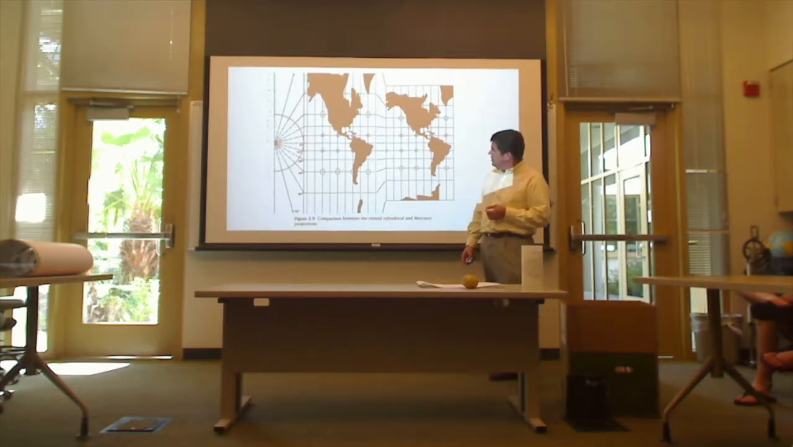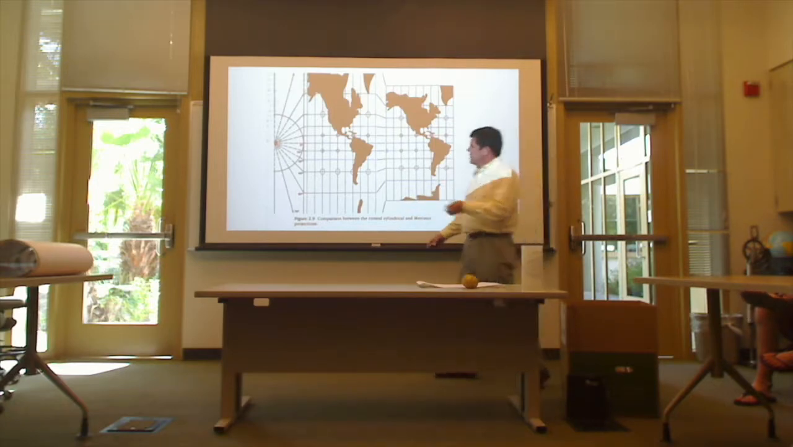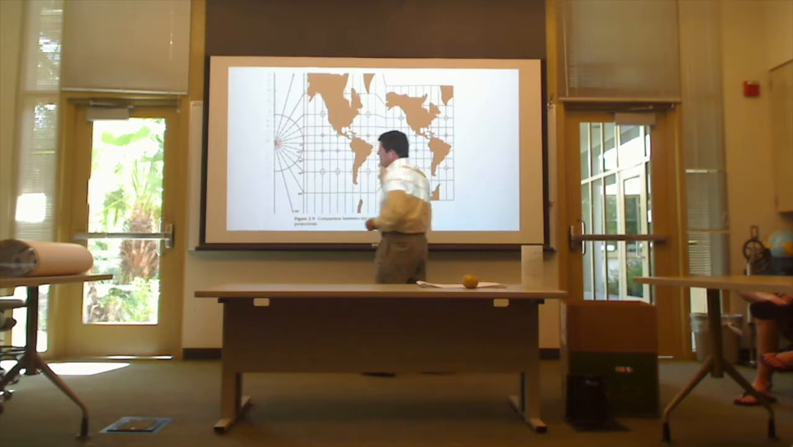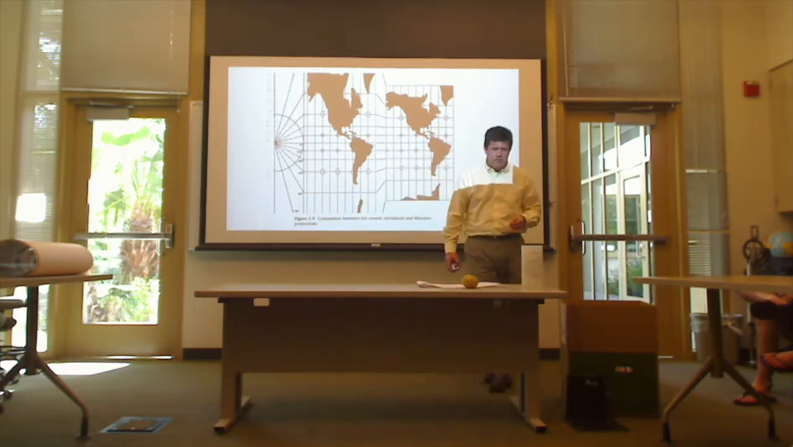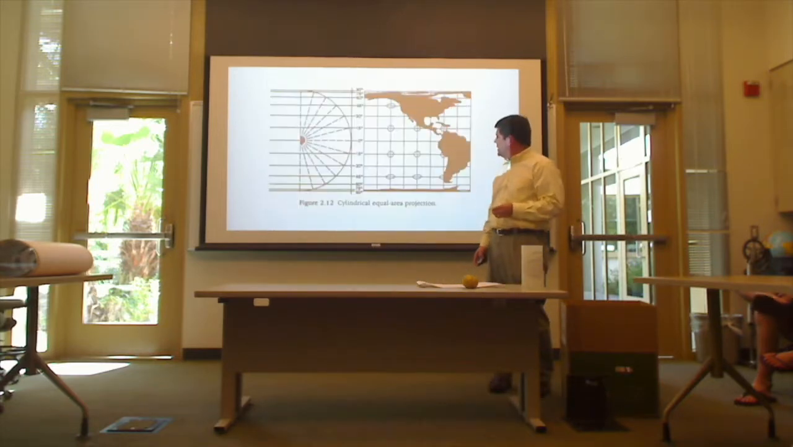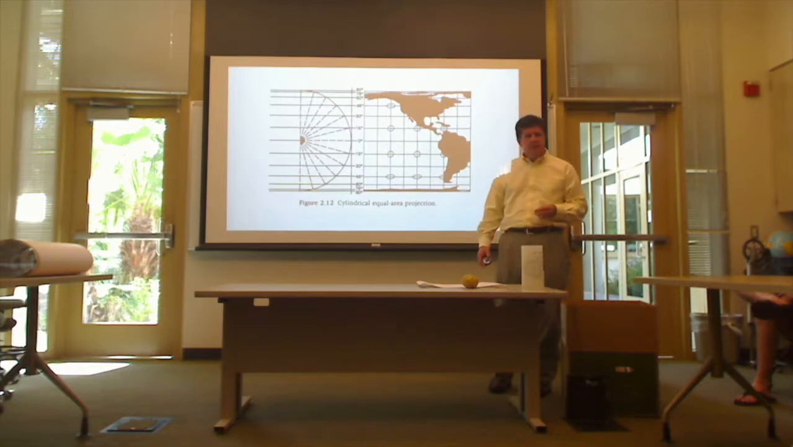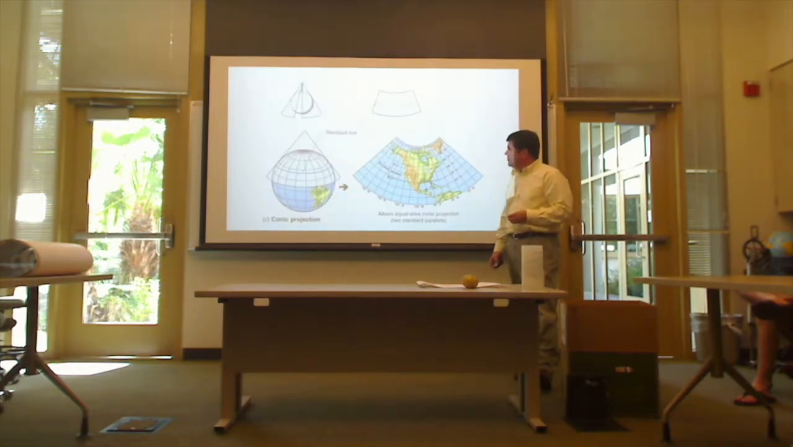This is actually showing the central cylindrical, and then it's been modified for just the Mercator. Again, you can imagine this with a light source, a point of light in the center of the globe. Here's one cylindrical equal area. You can also project onto a cone.